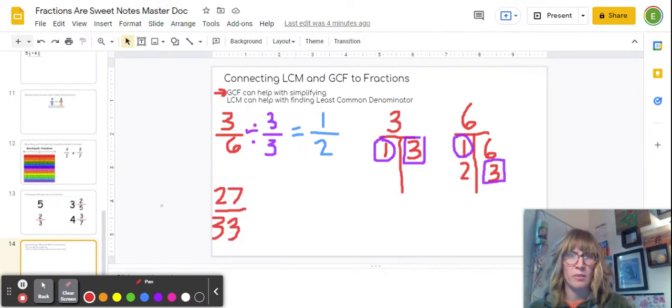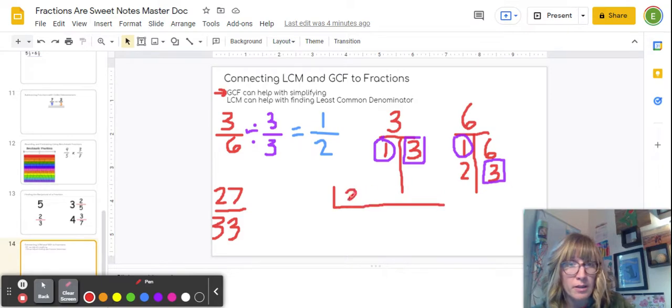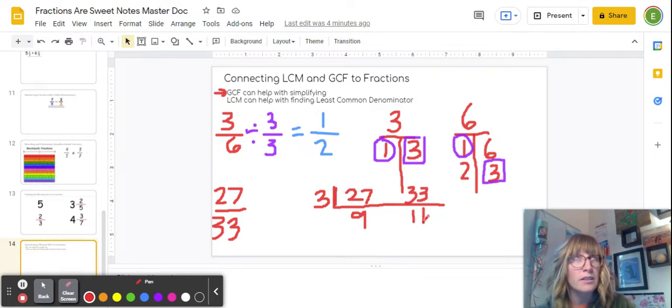If you have some bigger numbers, these aren't ginormous, but they are bigger, a little more unfriendly in a way. So you can also use your ladder strategy, right, to help you here. So if we set this up as 27 and 33, we can say, what can we pull out of both? We can pull a 3 out of both. When we do 27 divided by 3, we get 9, and 33 divided by 3 gets us 11.